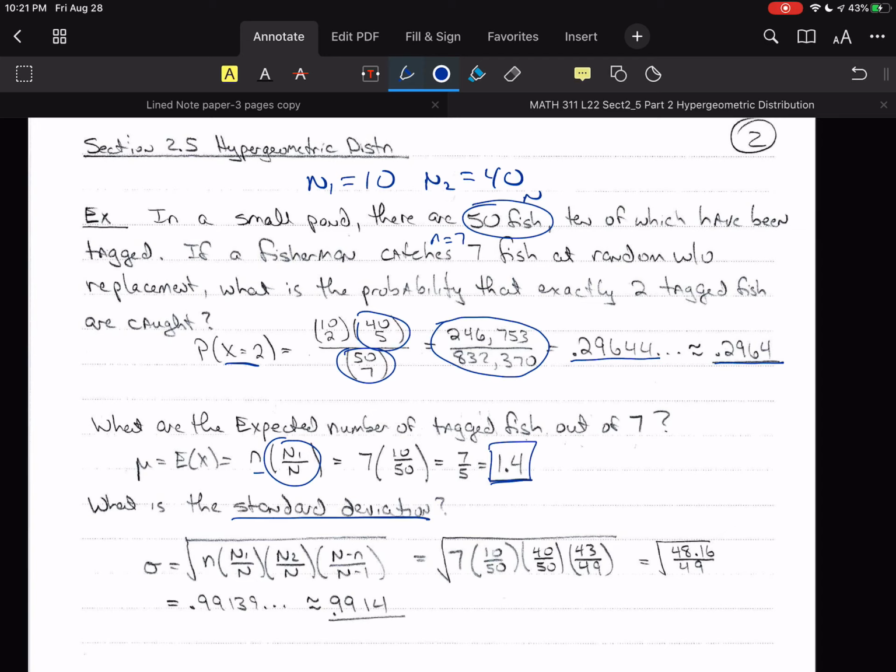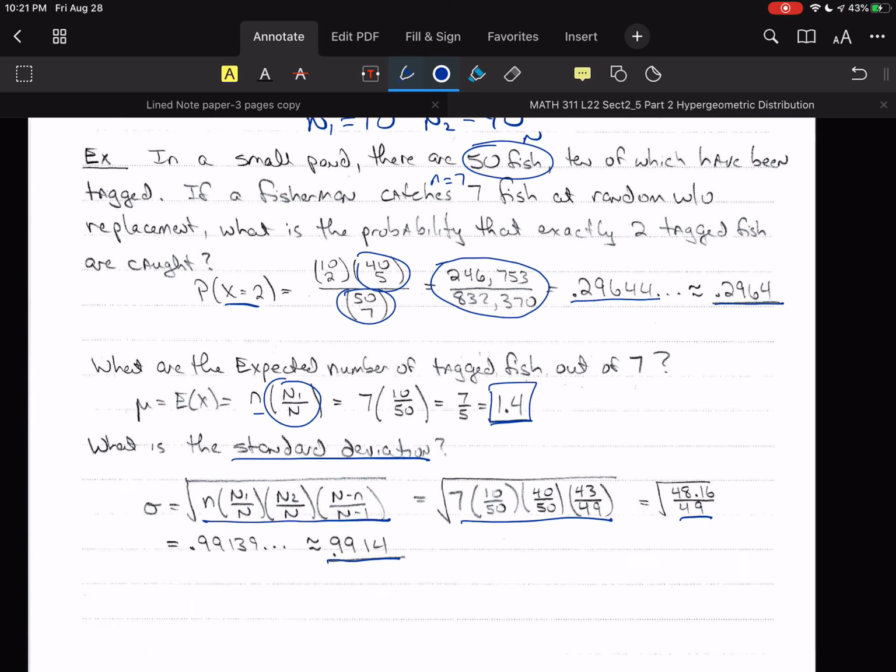And we want to know the standard deviation. Don't forget, for the standard deviation, take the square root. So here's our formula under the square root for the variance. We fill that in, we get these numbers, and it turns out that that's 0.9914. So the standard deviation is a little less than 1 tagged fish.